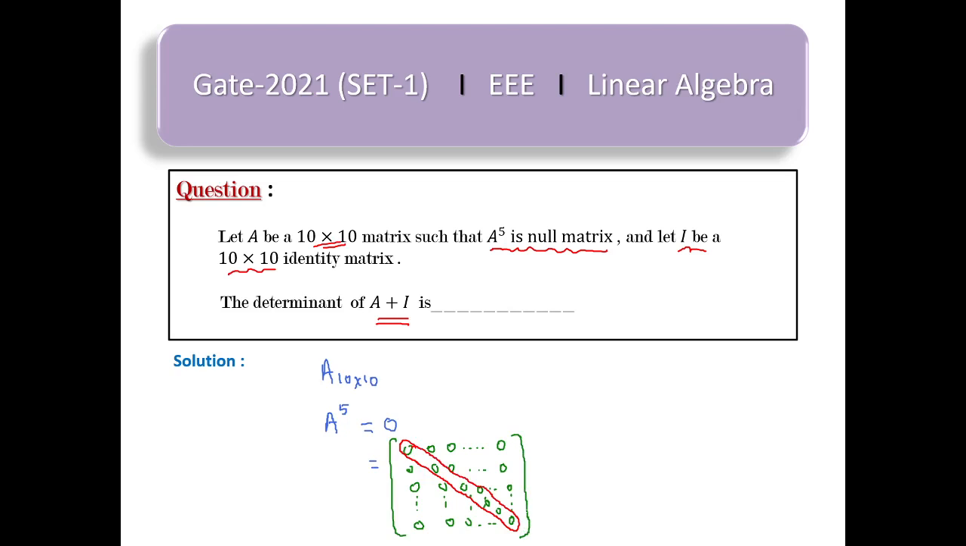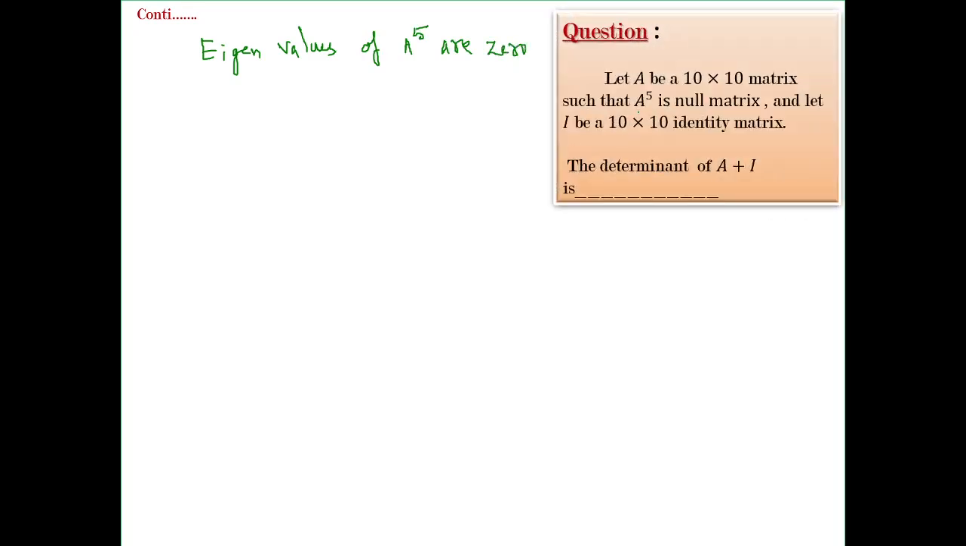Since all the diagonal entries are zeros, it is a kind of diagonal matrix. Then what are the eigenvalues of such a diagonal matrix? Simply the elements sitting on the principal diagonal. Therefore, what are the eigenvalues of A power 5 now? Simply all the eigenvalues are zeros. So all the eigenvalues of A power 5 are 0. We got this, right?